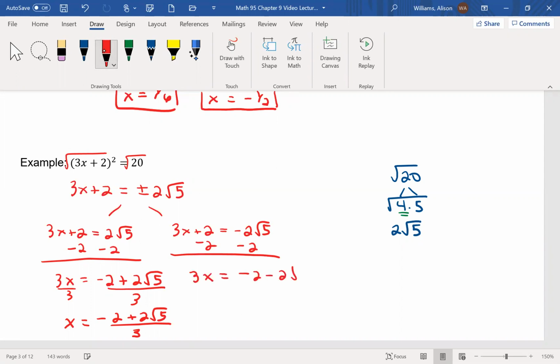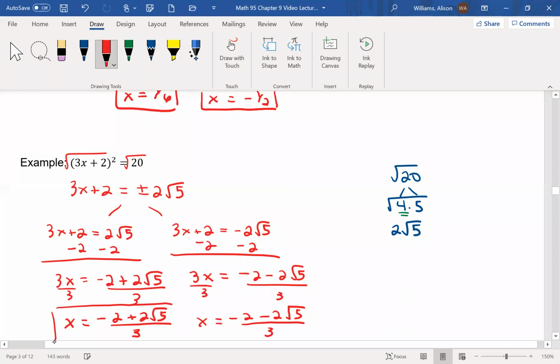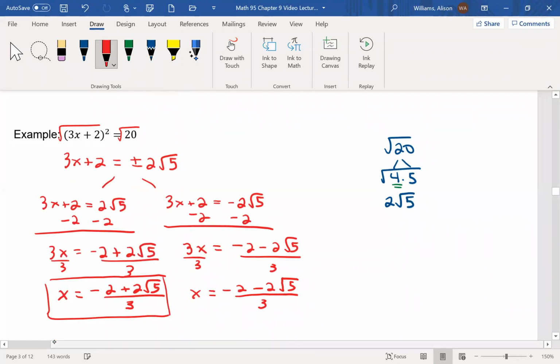Negative 2 minus 2 radical 5 divided by 3. Okay, so they end up being exactly the same, but with a negative and a positive in the middle. Some answers on Mom might have you enter them separately. Sometimes they have it formatted so that you could treat it like a plus or minus.